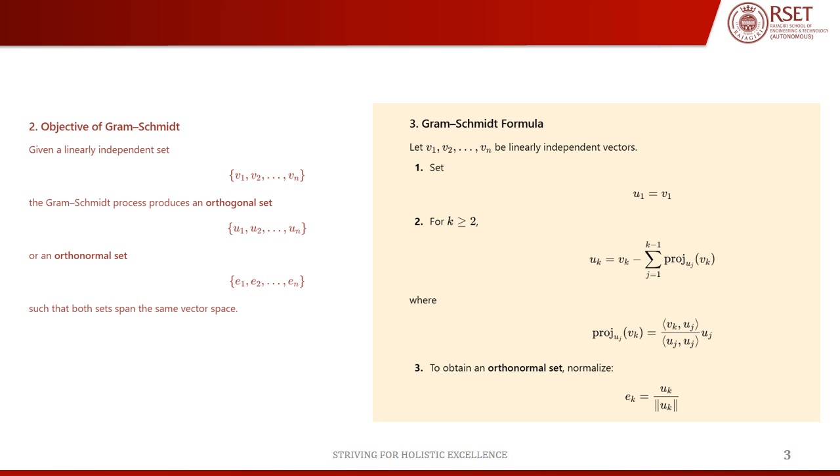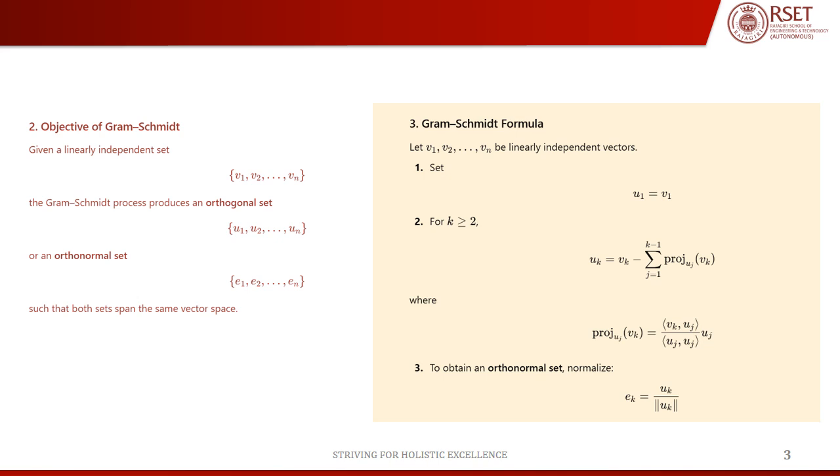So the steps to do Gram-Schmidt: we want to study a formula that I have written on the screen. When we are given v1, v2 up to vn, linearly independent vectors, the first orthogonal vector u1 is actually the same as v1 itself. So u1 equals v1. For finding the vectors from the second onwards, that is u2, u3 up to un, we use the given equation for uk, where k should be greater than or equal to 2.